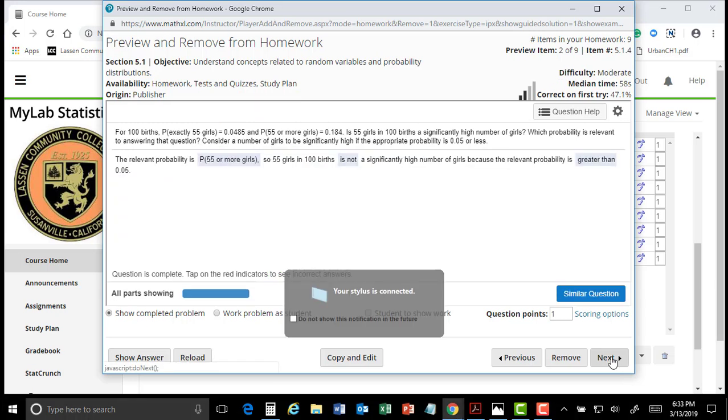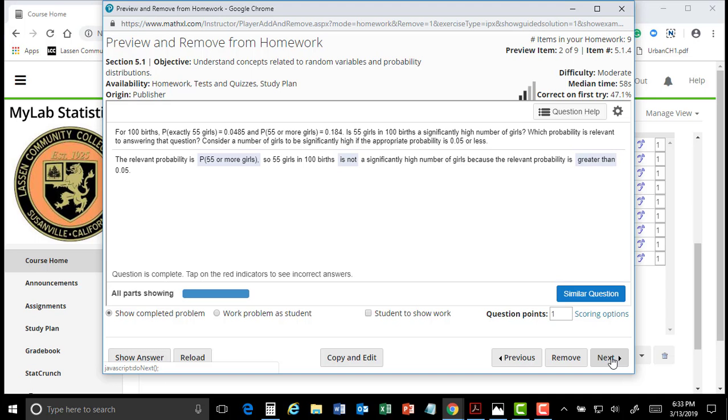Okay, now for 100 births, the probability of getting exactly 55 girls out of 100 births is equal to 48%. Notice it's less than 50. Remember I kind of explained why? Boys like to kill themselves.